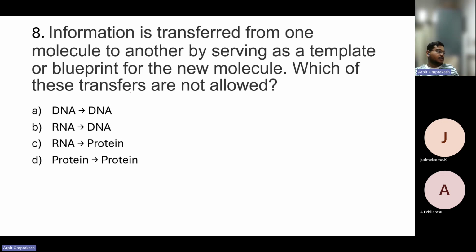As mentioned before, DNA to DNA is allowed. This is called self-replication. RNA to DNA is called reverse transcription. RNA to protein is called translation. And protein to protein is not allowed. So this is the answer. Protein cannot produce another protein. mRNA is what produces protein.